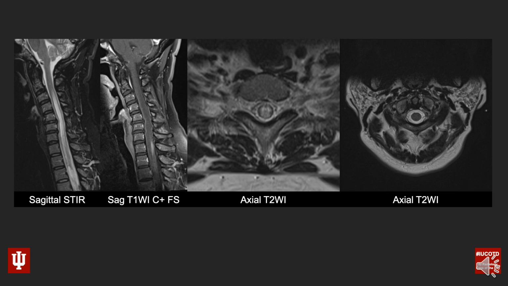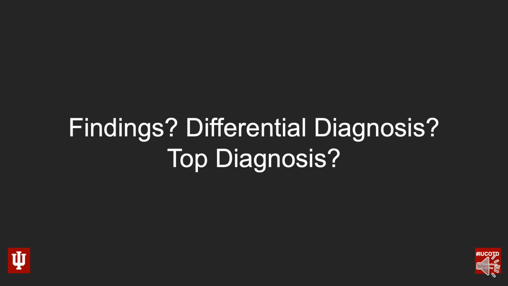So keep in mind that clinical history: middle-aged woman, pain, lower extremity weakness. Look at these 4 images, try to figure out what's going on here. What's your differential diagnosis? And what's your top diagnosis here?